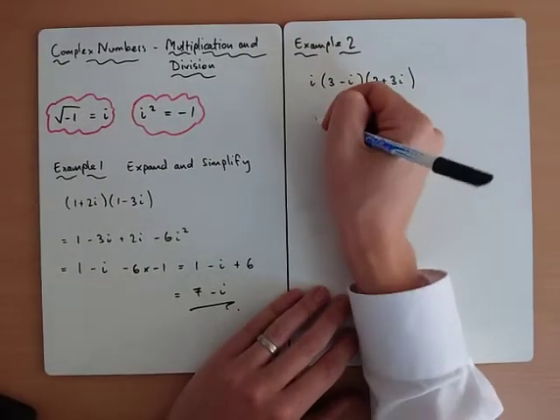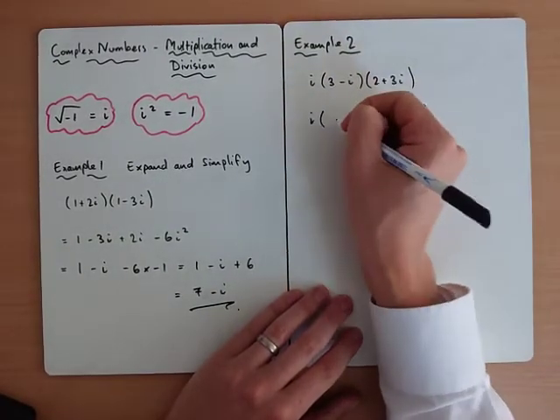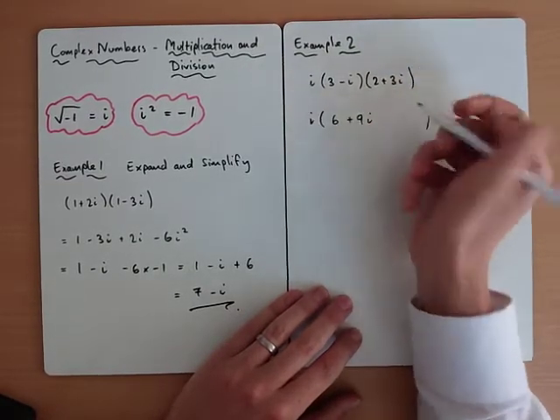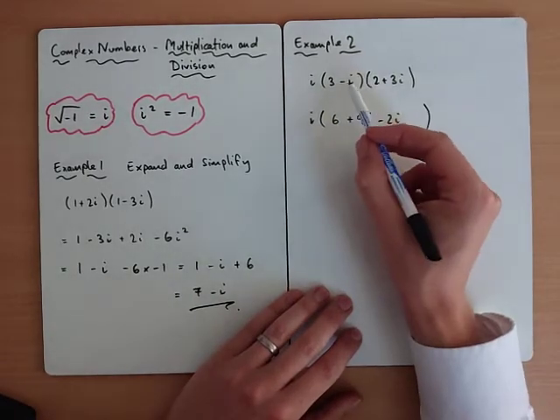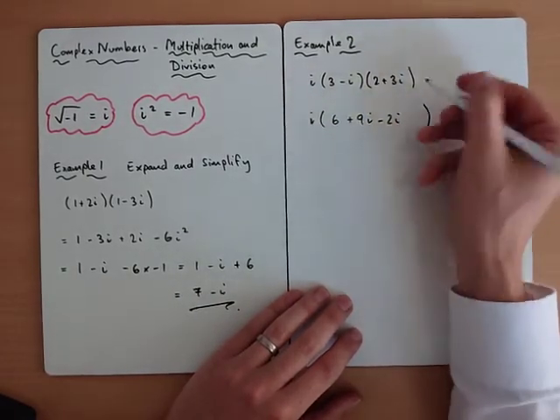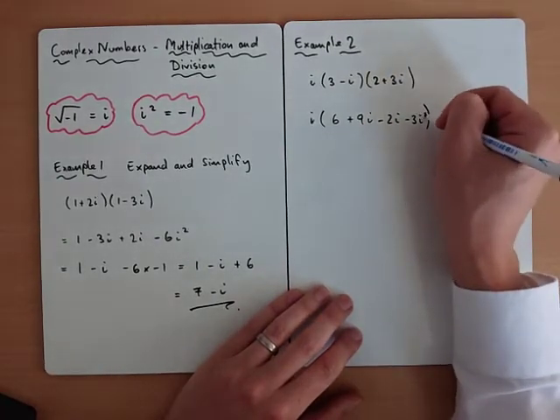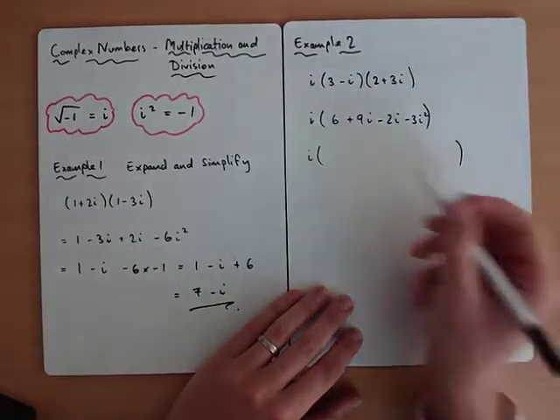Alright, so the way I'm going to do this is expand the two brackets first. So 3 times 2 gives me 6, plus 9i, minus 2i. And then be careful at this point. So 3 times -1 would become -3. i times i would be i squared. So let's tidy up this bracket first.